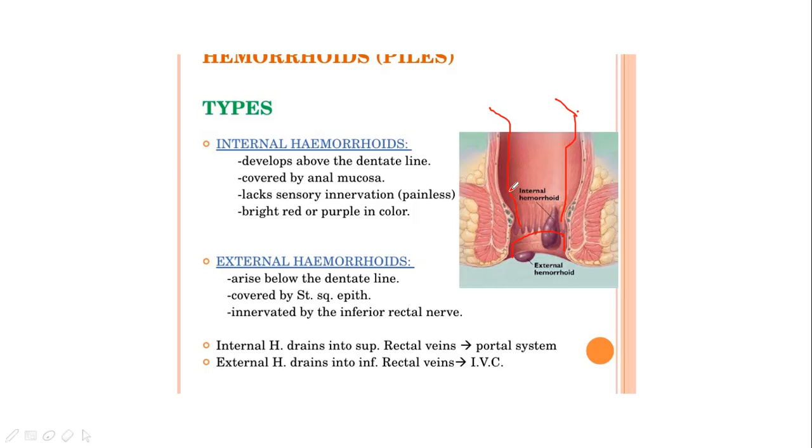These are venous congestion. This is the dilatation of the venous anal cushion. Dilatation of the anal cushion can cause hemorrhoids. So it develops above the dentate line, covered by the anal mucosa. It has no sensation, it is painless, because it is above the dentate line, and it shows a bright red and purple color.